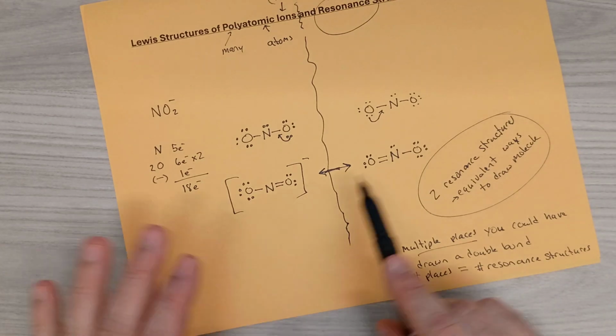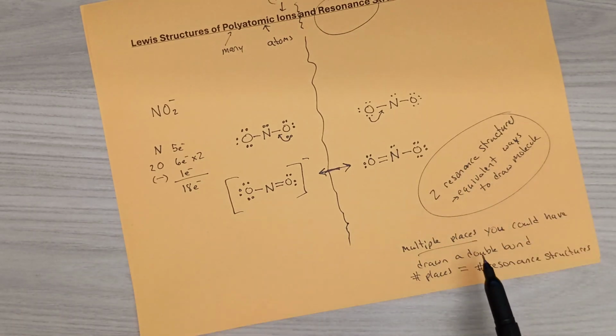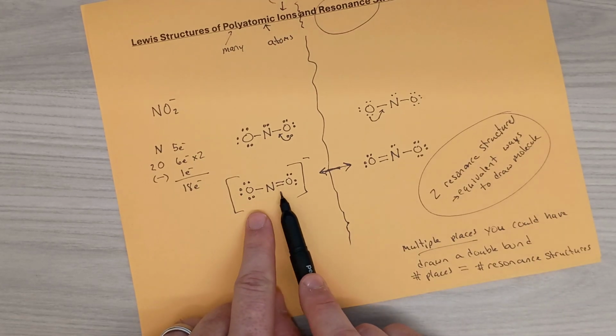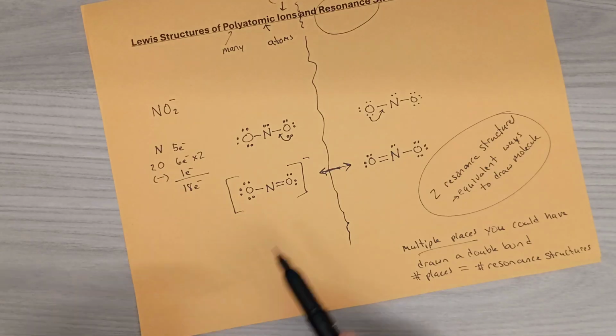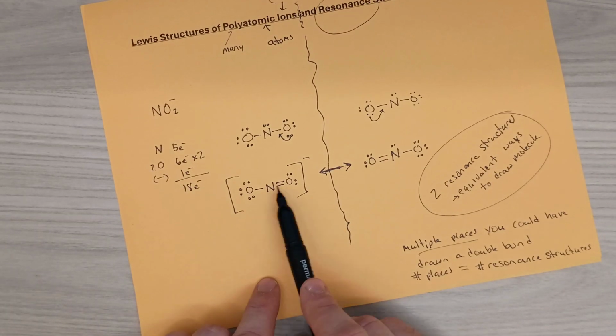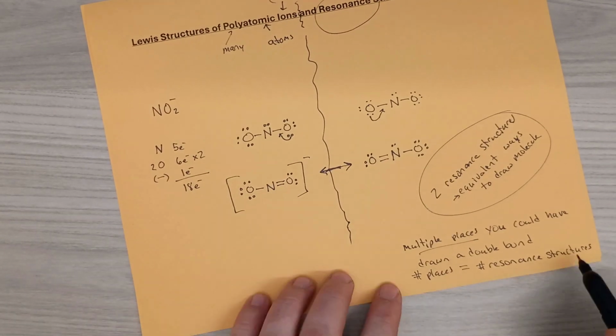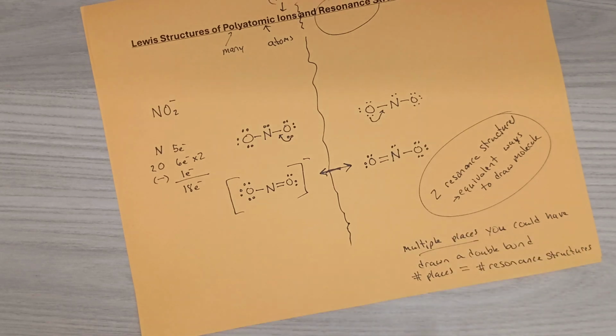So you don't have to draw them both. You don't have to think about how many equivalent ways to draw a molecule. Just if you get to this point where you could have drawn a double bond there or there, just say, okay, I'm going to pick there, and I'm going to know 1, 2. There's 2 places I could have drawn it. That means it has 2 resonance structures.